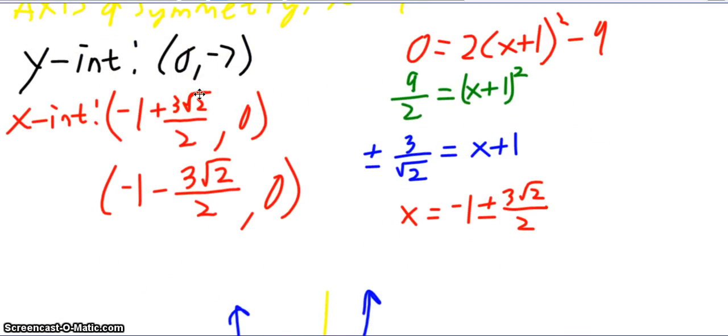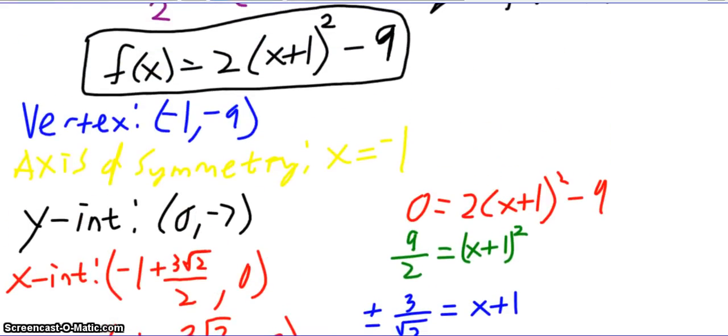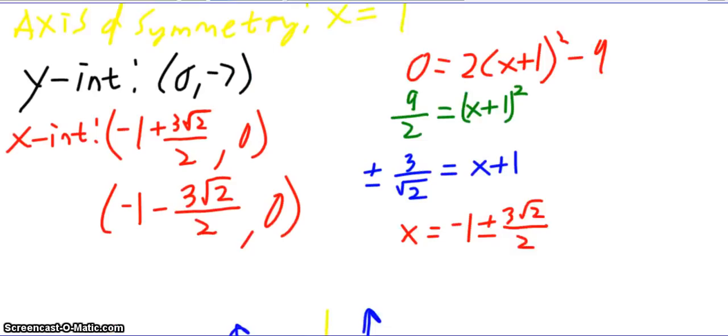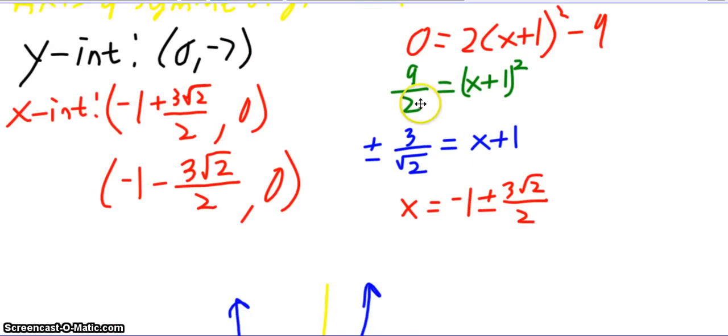Now the x-intercept is actually easier to get from the standard form of the quadratic function. The reason being is that we've already completed the square. So if I take the standard form here and I set it equal to 0, I'm going to add 9, divide by 2, and then I take the square root of both sides, so the square root of 9 over 2 is plus or minus 3 over root 2.